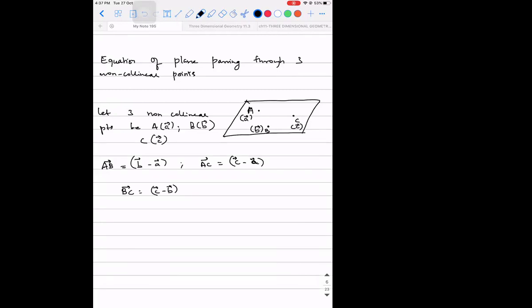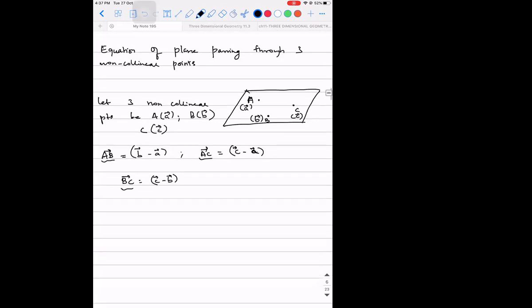Tell me one thing. AB vector, AC vector, and BC vector, all the three are going to lie in the same plane, right? Now comes an important question. If I do the cross product between any two vectors, AB vector and AC vector, or AB vector and BC vector, then how will the resultant be?